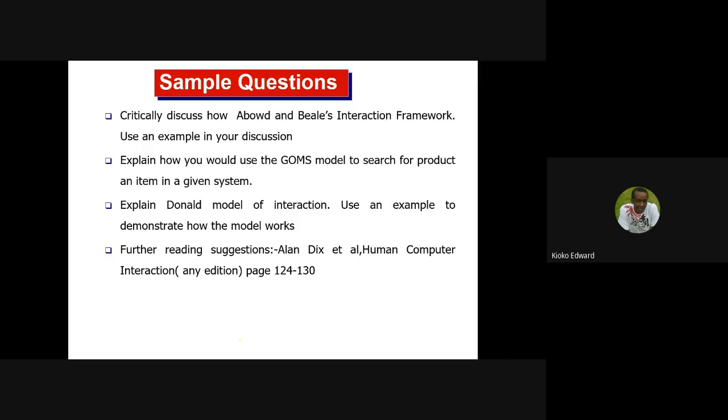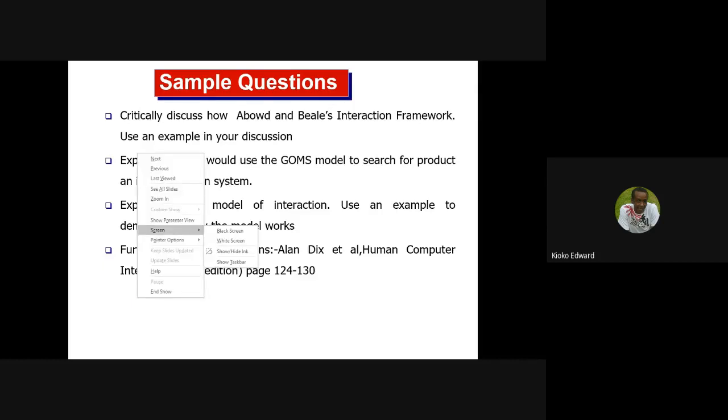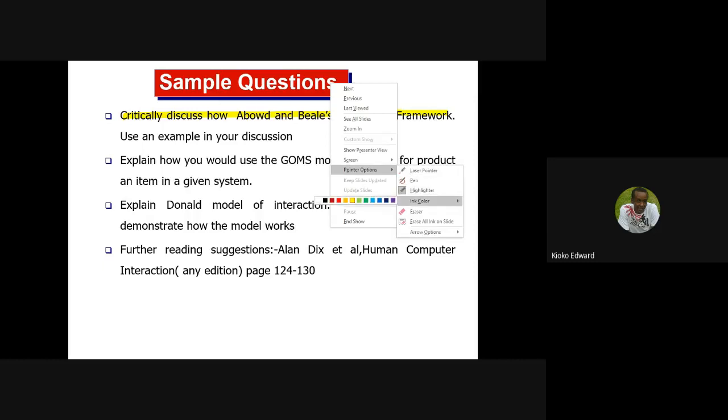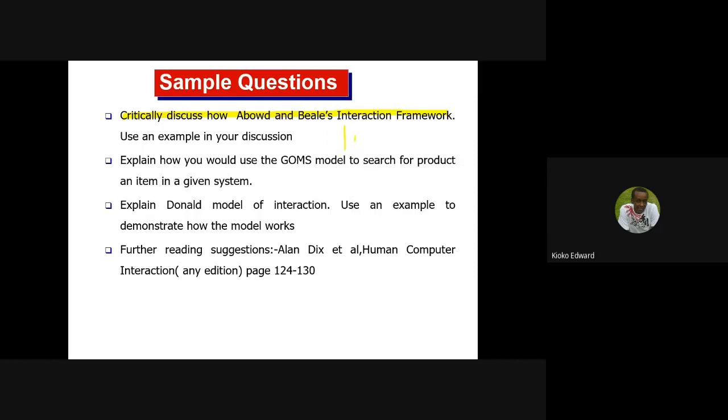Most students, what I've seen them doing, let me just explain with this example. Most students will just look at this part. They'll read that part, then they'll just discuss the Abowd and Beale interaction framework, and then they just feel that they have answered the question as expected. Maybe this question could be having something like 15 marks. But you might not be able to get all the 15 marks from just explaining the model.